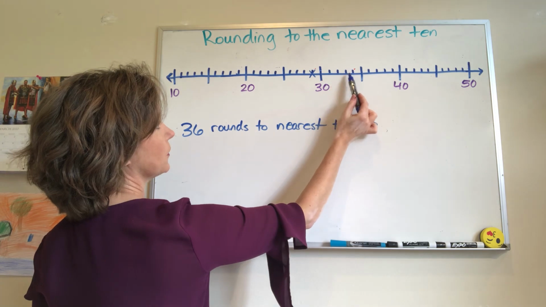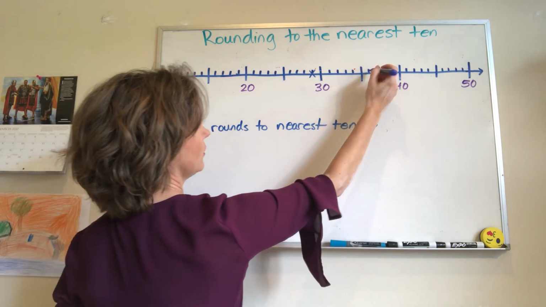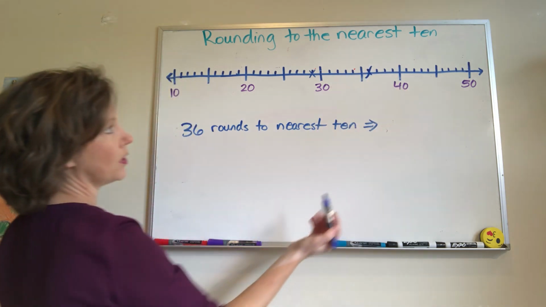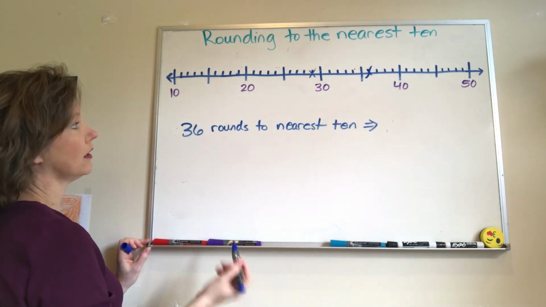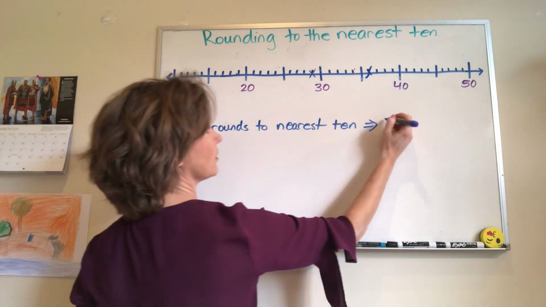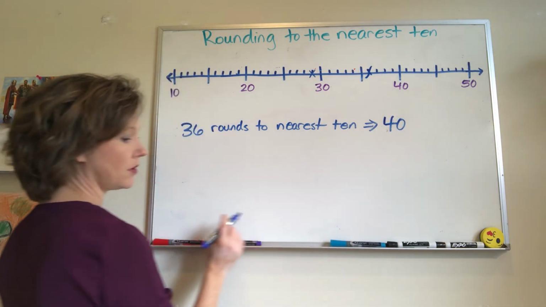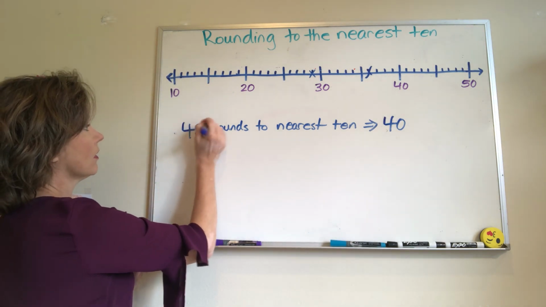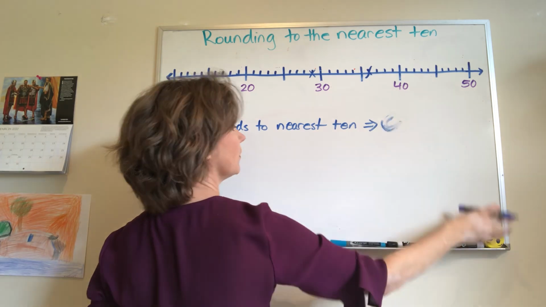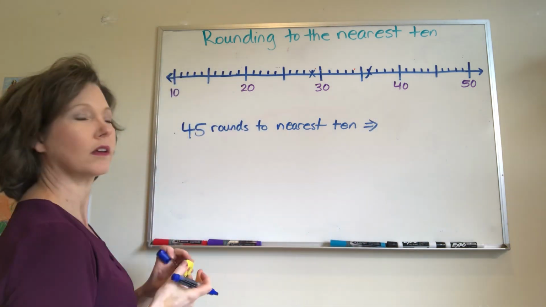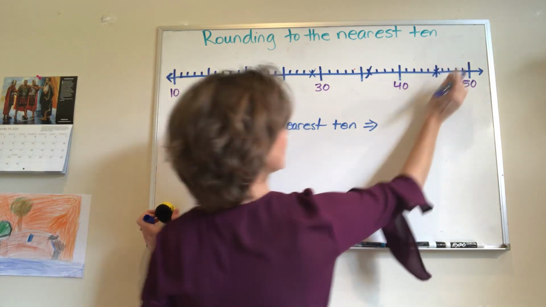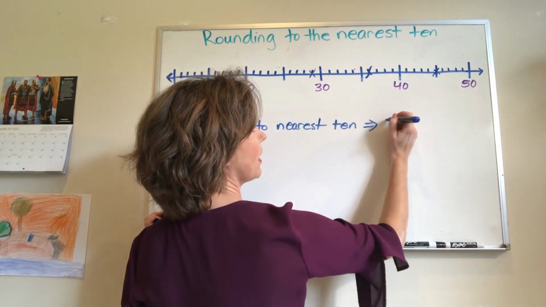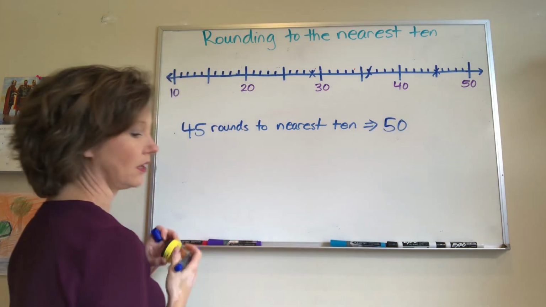What's the closest 10? 36 rounds to 40. Good. What about 45? What does 45 round to? 45 is dead in the center, 45, so it rounds up to 50.